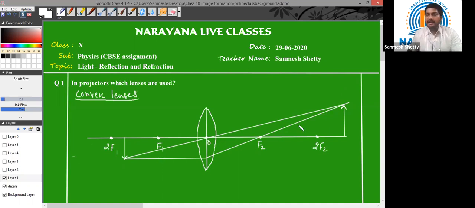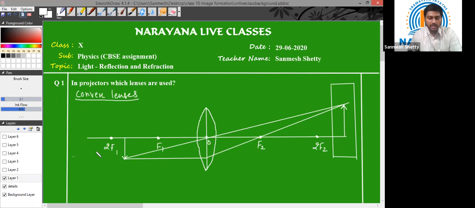As we can see, we have received an image which is magnified or enlarged as compared to the size of the object. So if I keep a screen somewhere here, the image of my object will be projected on the screen. A very magnified image will be projected on the screen. So what I will do is I'll keep my cinema lens or the picture slide, as we call it, at this particular point.